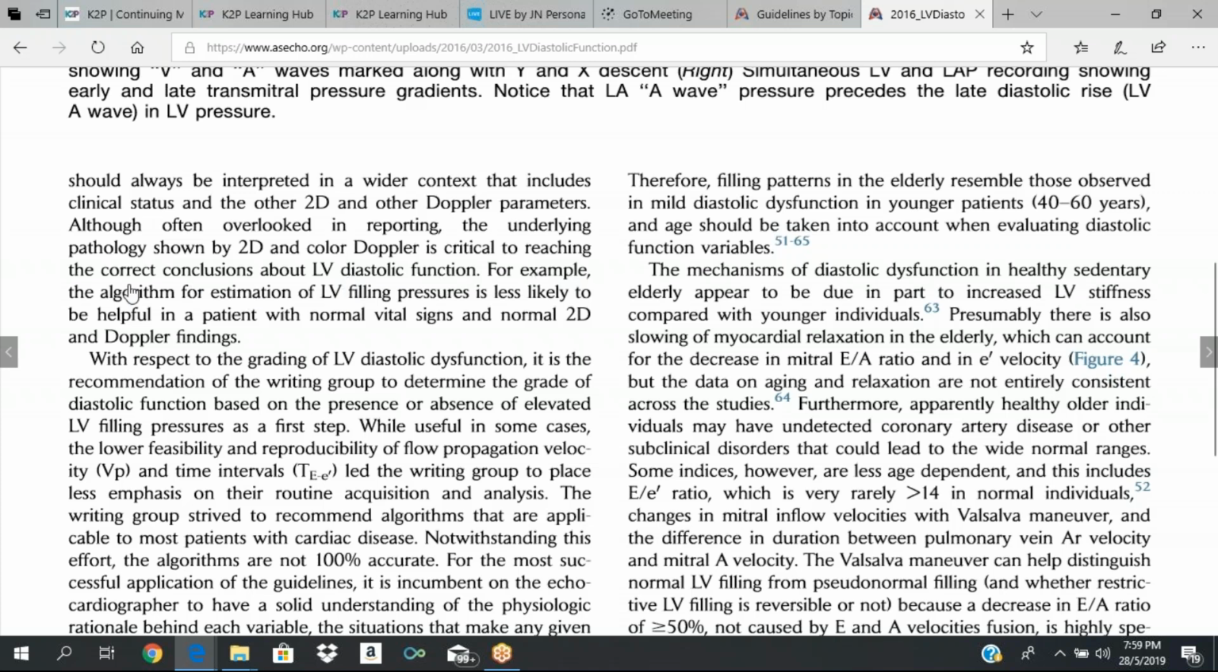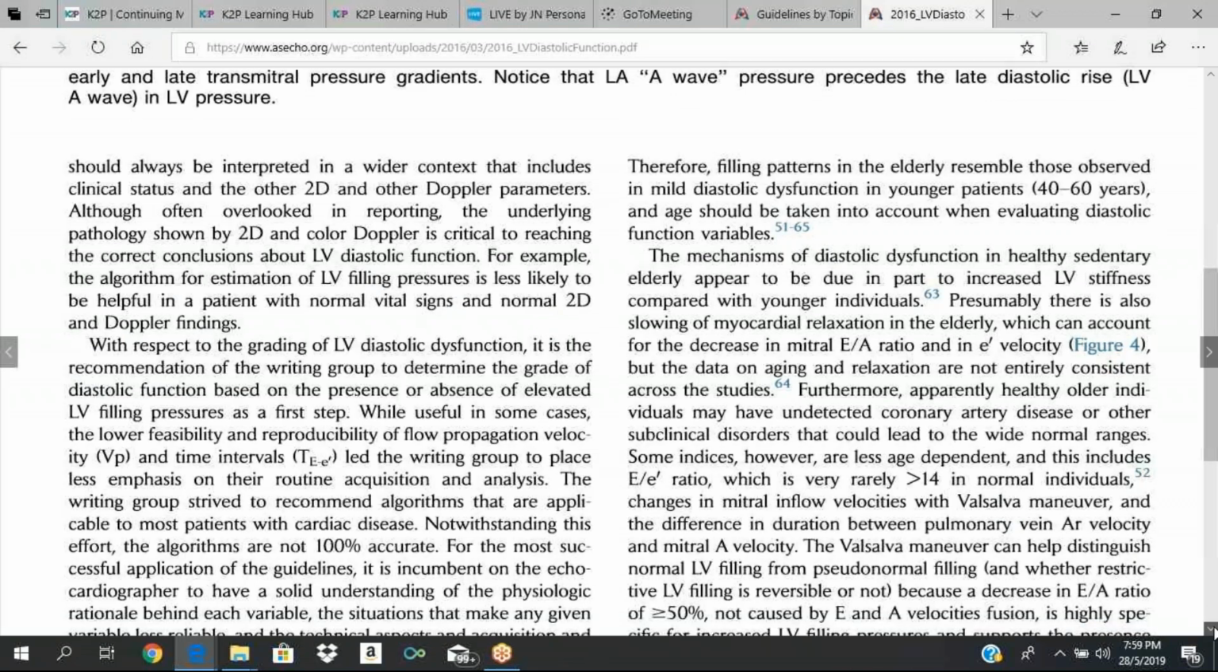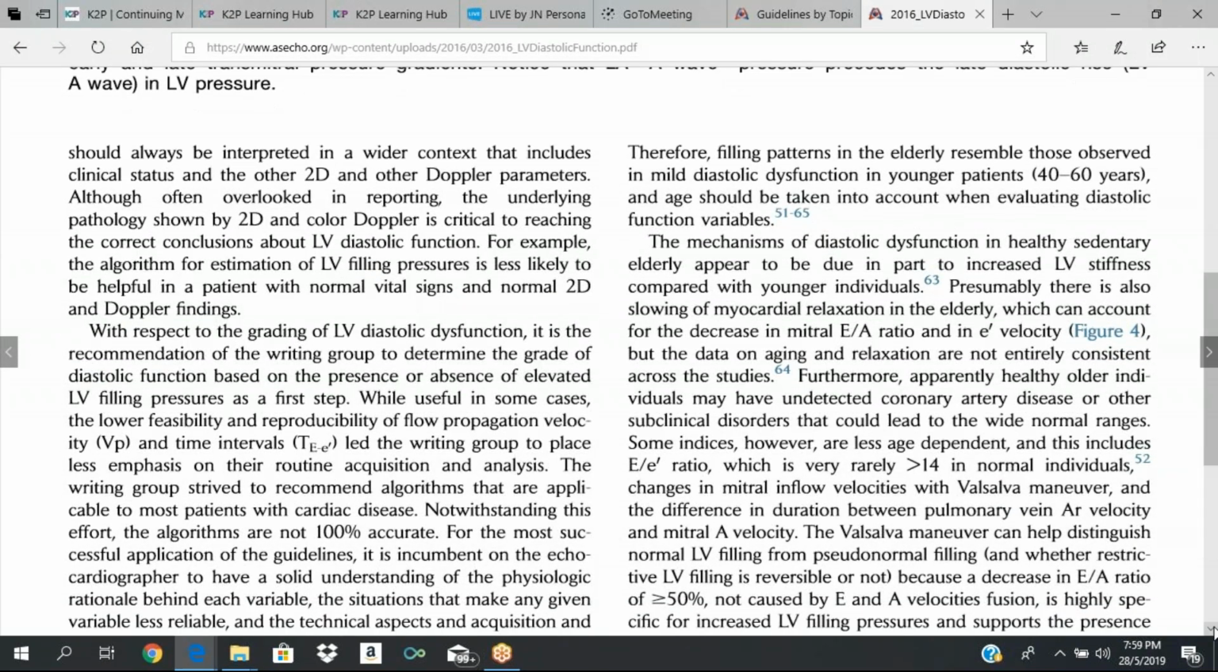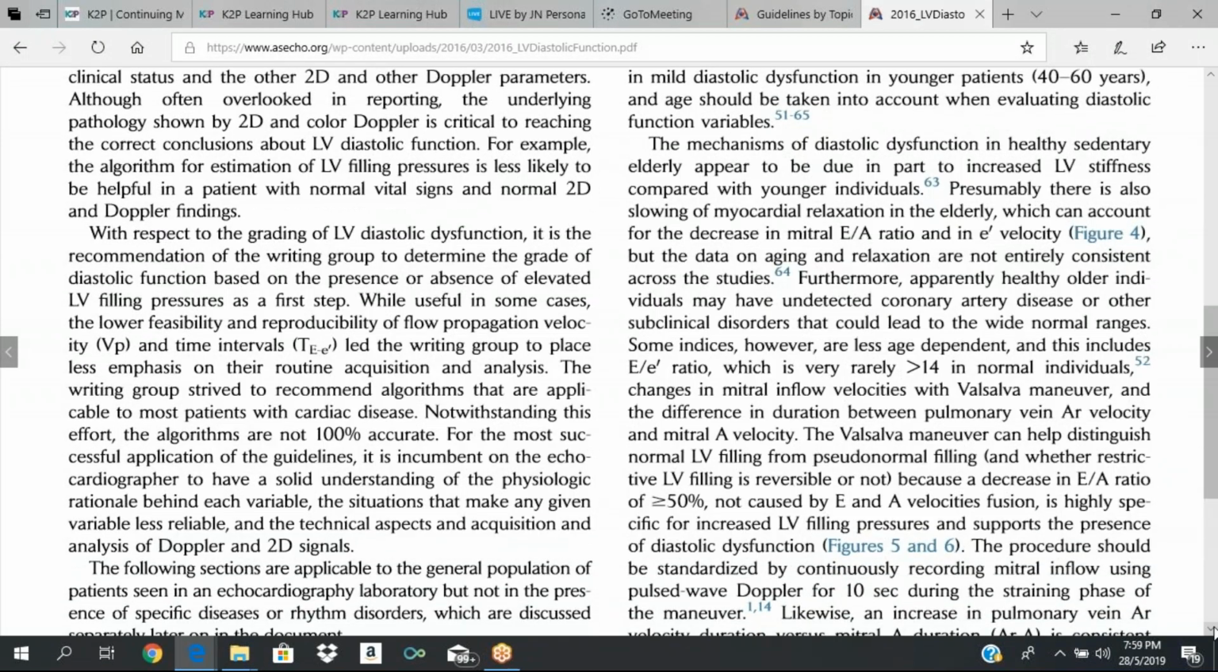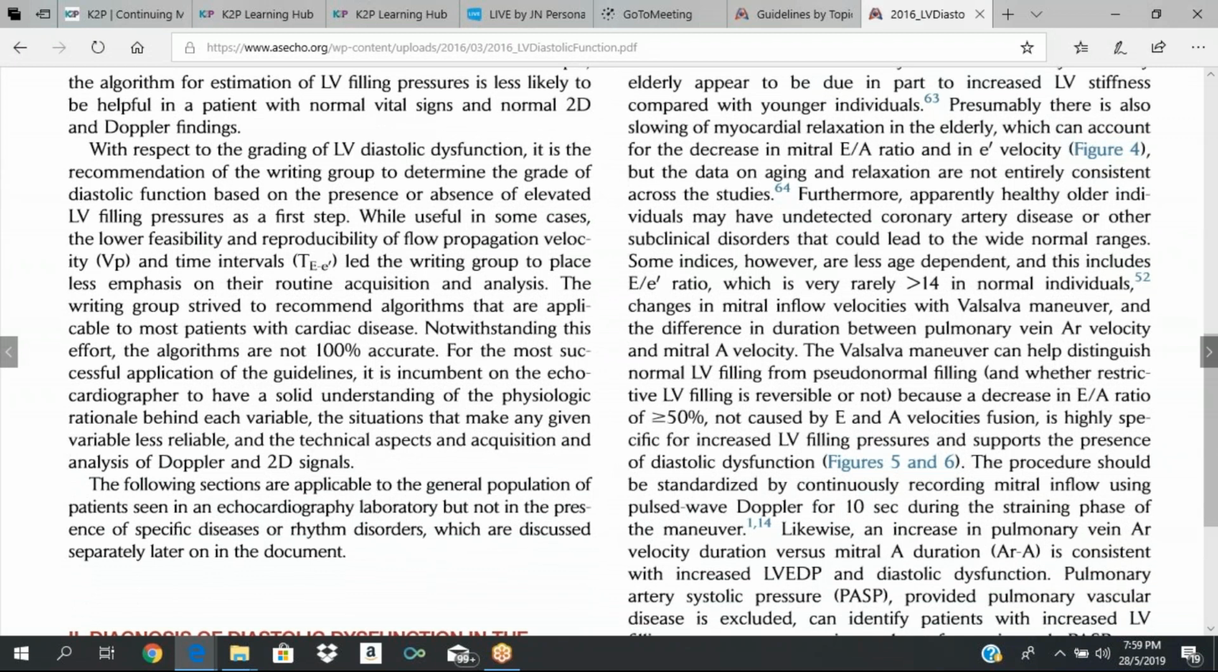Okay, for example, the algorithm for estimation of LV filling pressures is less likely to be helpful in a patient with normal vital signs and normal 2D and Doppler findings. So if everything is looking normal, you probably shouldn't look for LV filling pressures, because someone with an elevated pressure in the LV will usually have shortness of breath with exertion or shortness of breath at rest. So the clinical picture is important.